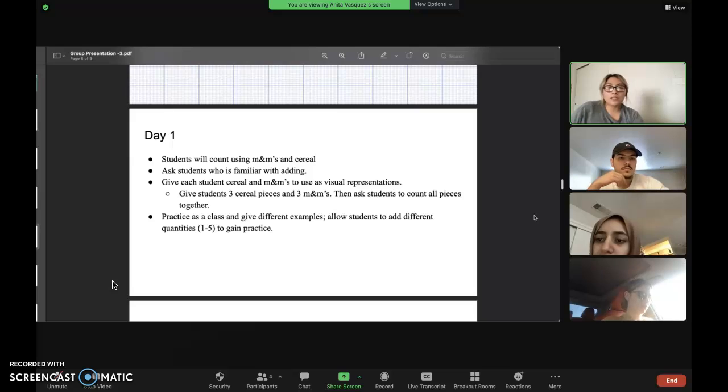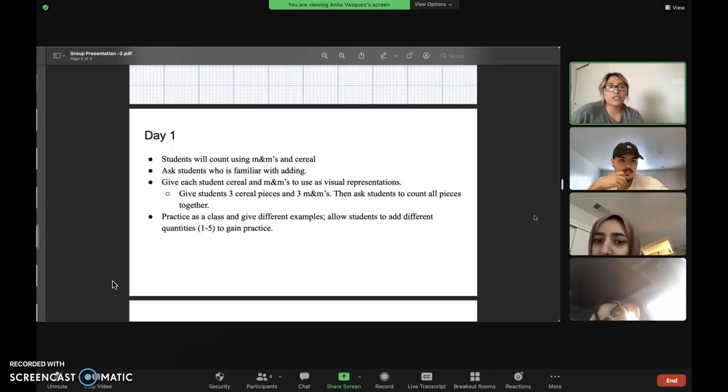So we'll count the cereal pieces together. So we'll have 3, and then we'll count the M&Ms together. So we'll have 3 M&Ms. And then as a class, we'll move on to counting all of the pieces together, which will then give us 6 pieces. And then at the end of class, we will practice as a class again.